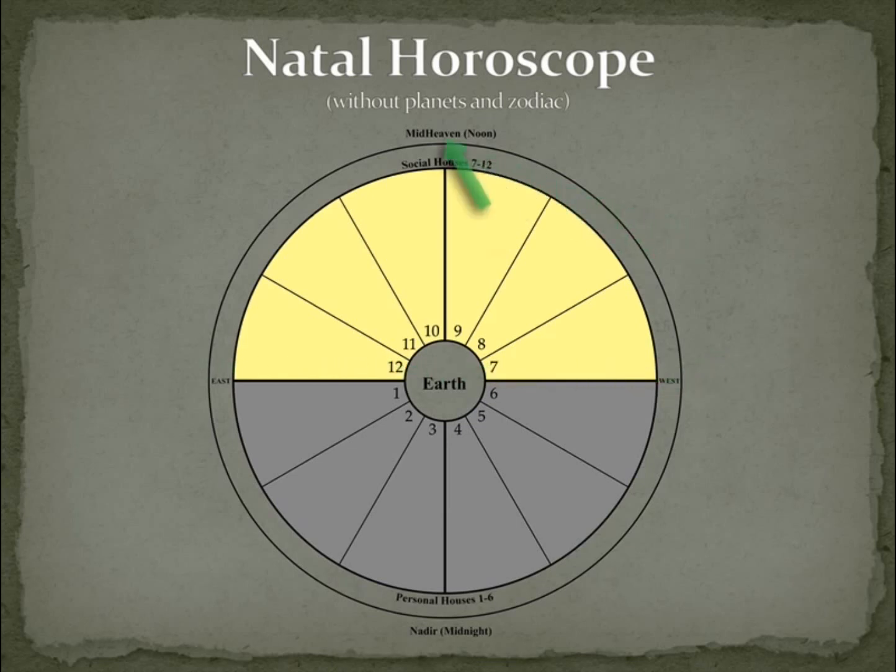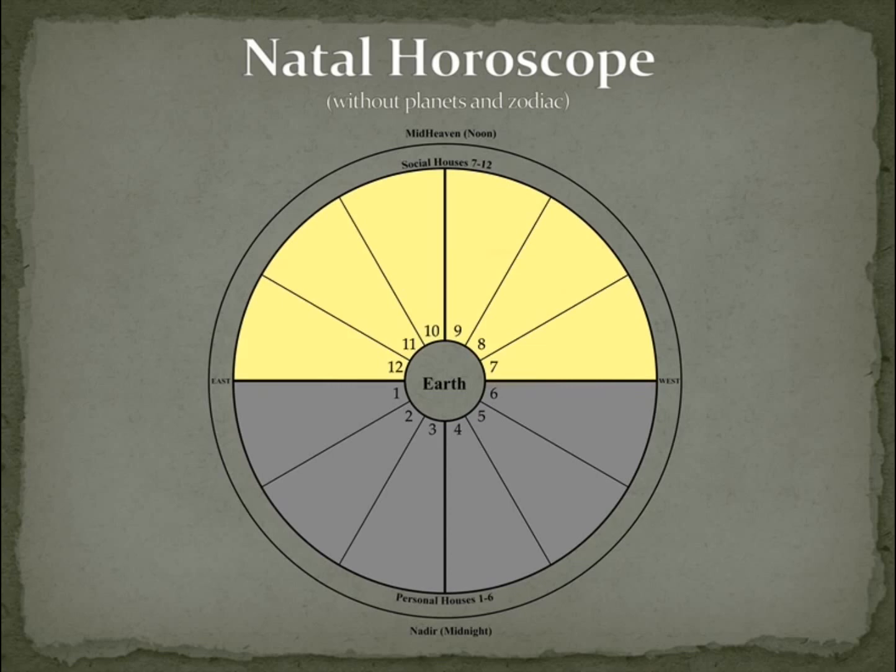The top of the chart is the midheaven or high noon, and the bottom of the chart is the nadir or midnight. The line across the middle connecting the east to the west is the horizon line and separates daylight from nighttime. The 12 pie shapes that you see with lines jutting out from the Earth are the 12 houses of the chart. And as you can see, they are numbered in order from 1 through 12 around the Earth.